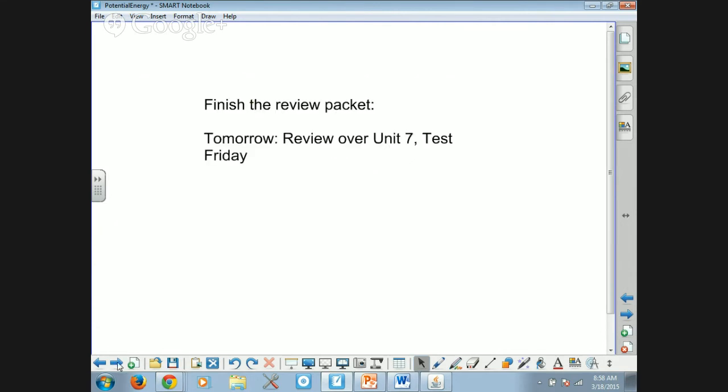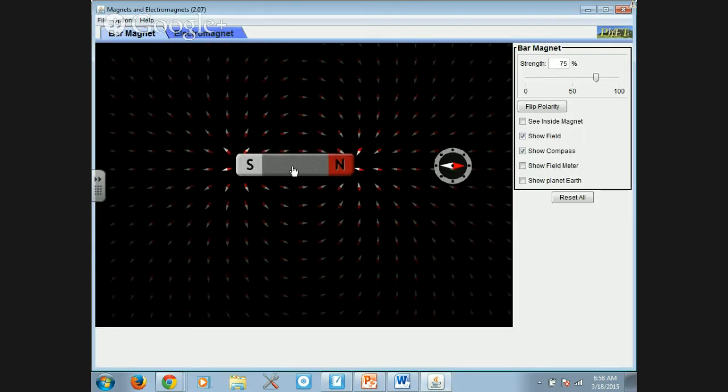All right, so we want to finish reviewing the packet. And so if you could turn your packets to page 18, we're going to talk about describing 3 properties of magnets. Oh, before I do that though, hang on, I'm going to minimize this. I had this I wanted to show you. I thought this was neat.